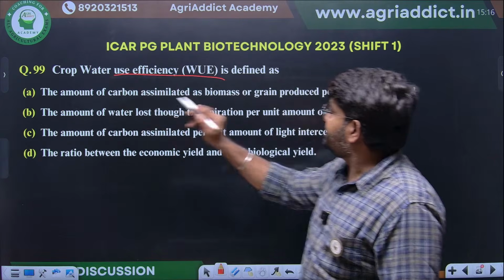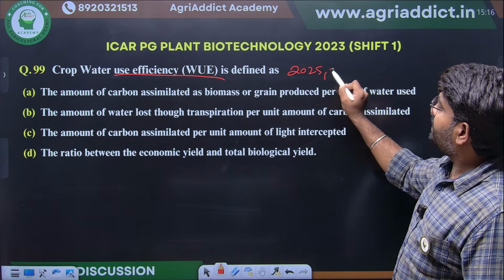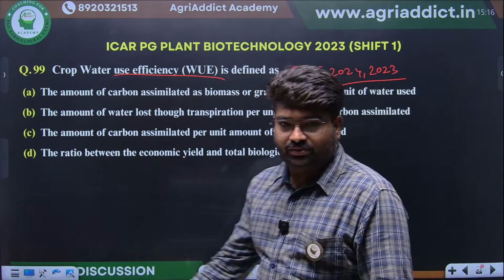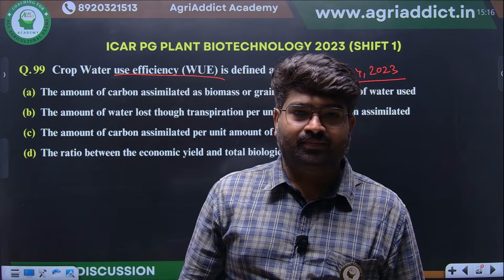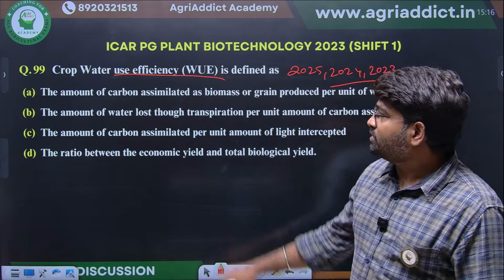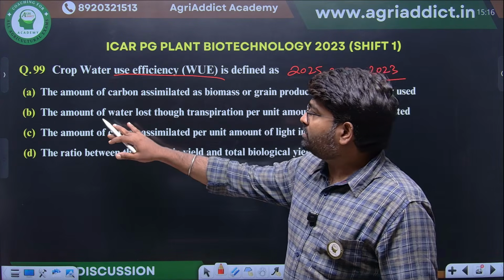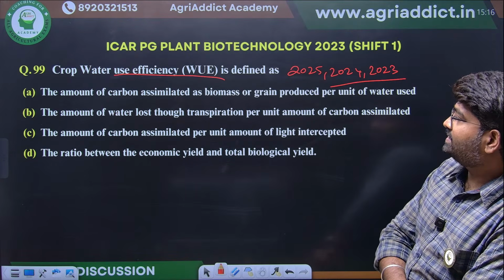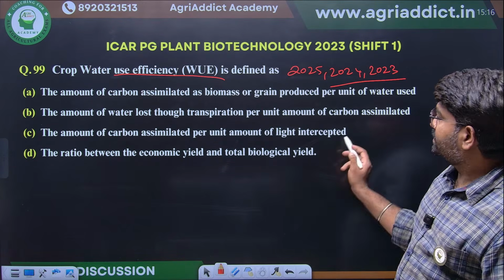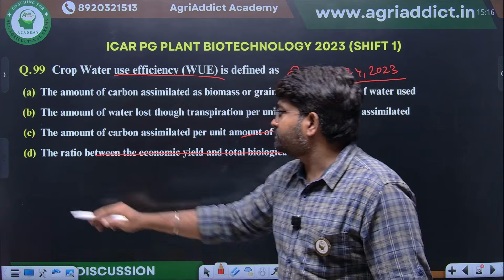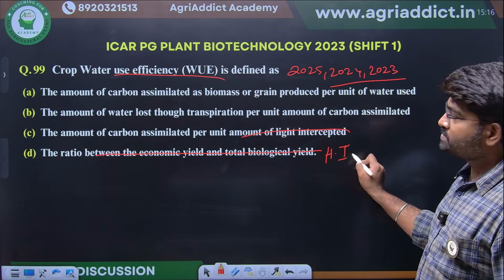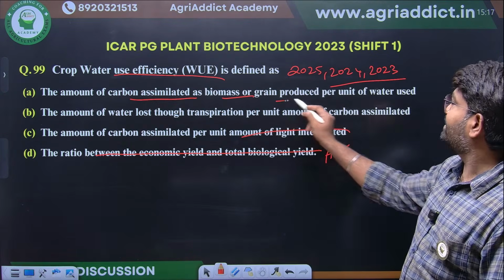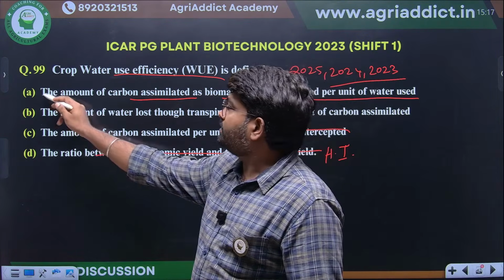Water use efficiency: 2025, 2024, 2023. Three years repeated question, water use efficiency and transpiration rate. Water use efficiency means what? Amount of carbon dioxide assimilated as biomass, or amount of carbon assimilated per unit amount of light? Light will not come. That is harvest index. What will be the answer? Yes, amount of carbon assimilated as biomass or grain produced per amount of water used.